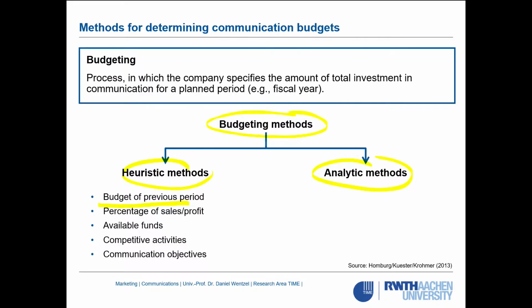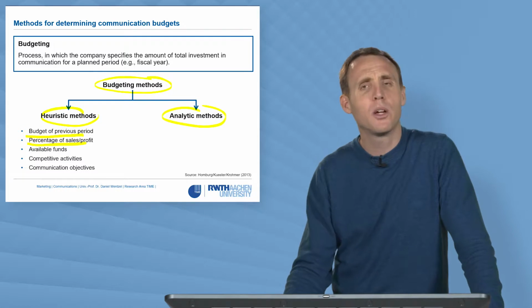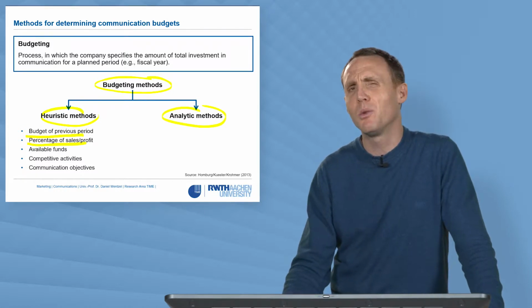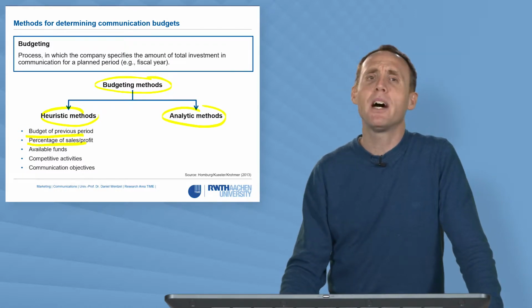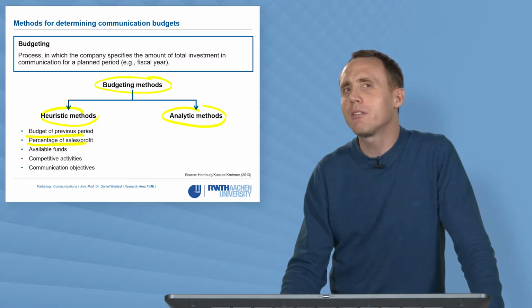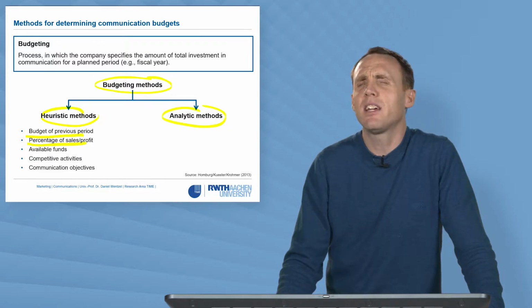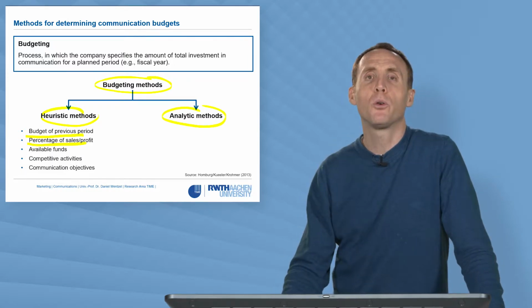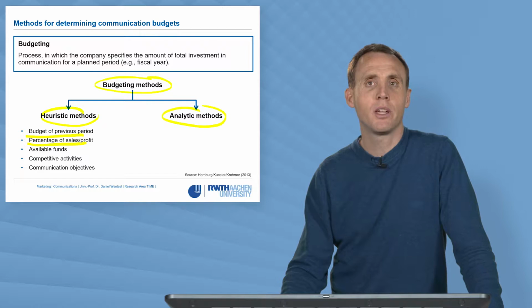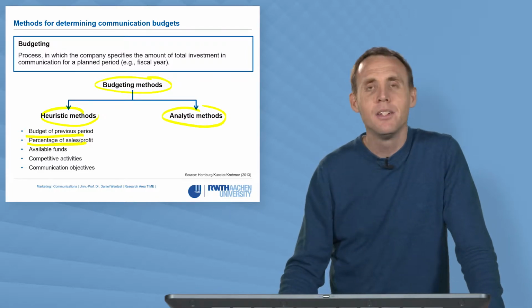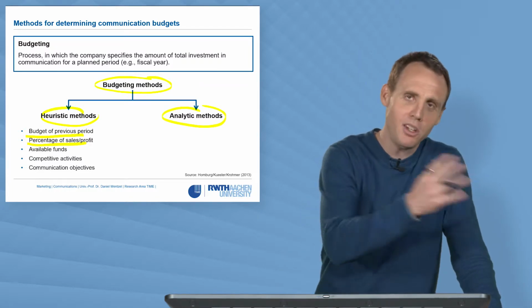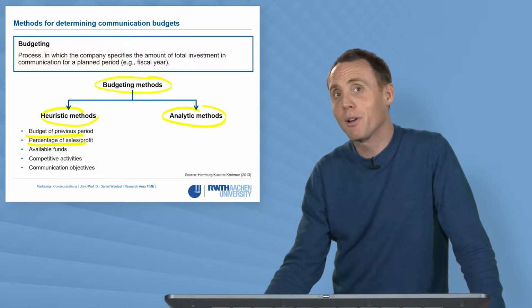Another popular one, and probably more popular than the first, is the percentage of sales or profit. A firm will say, how much money do I need to invest? Let's say we're in an advertising-heavy industry, such as consumer goods. We need to invest lots of money. Let's take 20% of what we earned last year and invest it in communications. We've always done that. I think this is pretty popular because it's easy, but I think it's also plain wrong.